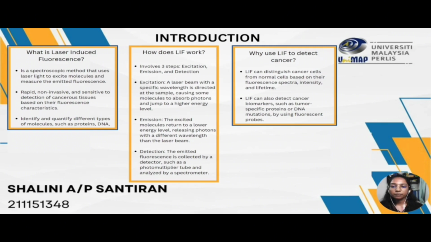During the second step, which is emission, the excited molecule returns to a lower energy level while releasing photons with a different wavelength than the laser beam. During the final step, which is detection, the emitted fluorescence is collected by a photodetector, such as a photomultiplier tube, and is analyzed by a spectrometer.